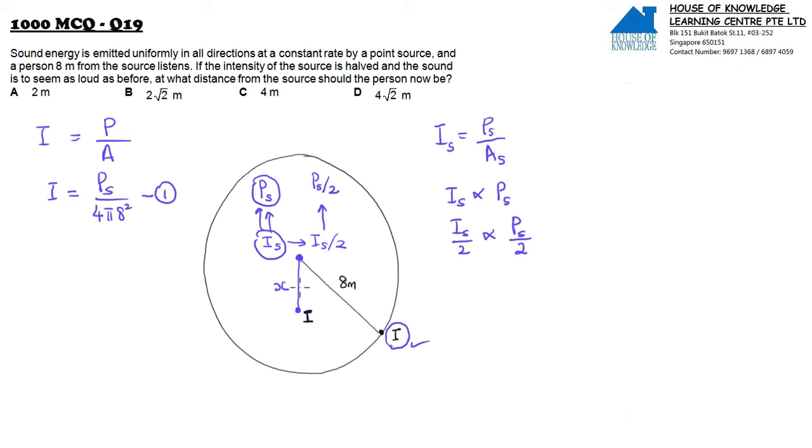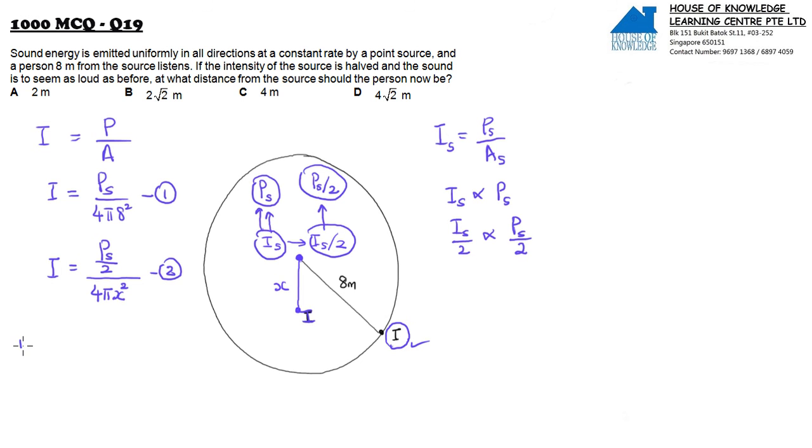Now at the new place X, the second case, the intensity of the source is reduced to half, which means the power of the source also decreases to half. But we want to hear back the same intensity I. So in the next case, the power of the source is PS over 2, and the distance is now X, so the area becomes 4 pi X square.